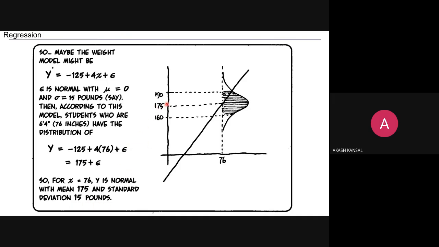So let's say this was the mean value, and the standard deviation is 15. So 68% you're confident that the value will be between these numbers.